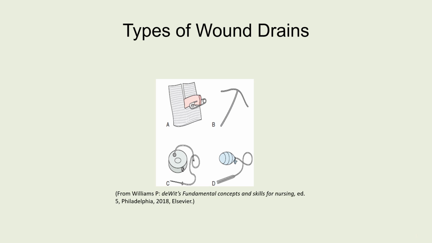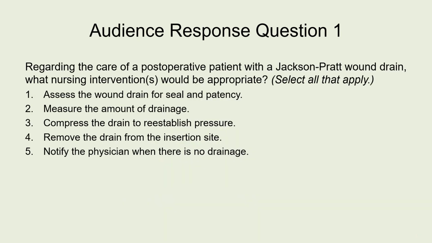It causes that suction. So regarding the care of a postoperative patient with the Jackson Pratt wound drain, what nursing intervention would be appropriate? Select all that apply. The answer is 1, we want to assess the wound drain for seal and patency. You want to make sure the drain isn't leaking or there's a crack in it or anything like that. 2, we want to measure the amount of drainage out of it. 3, we would want to compress the drain to reestablish pressure.